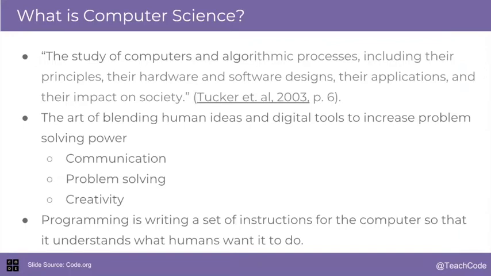Also, what is computer science? And this is the national definition of computer science. It's the study of computers and algorithmic processes, including their principles, their hardware and software designs, their applications, and their impact on society. It's the art of blending human ideas and digital tools to increase problem-solving power, communication, problem-solving, and creativity. And then programming is writing a set of instructions for the computer so that it understands what a human wants it to do.